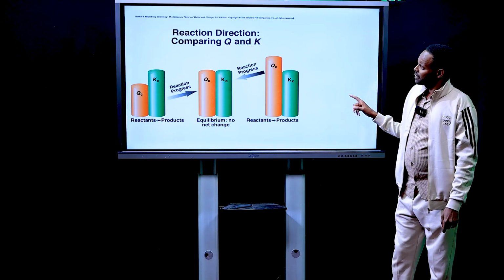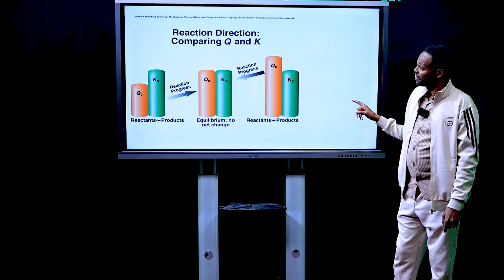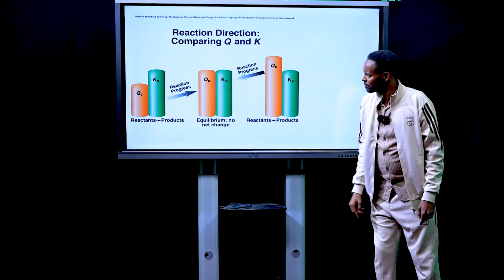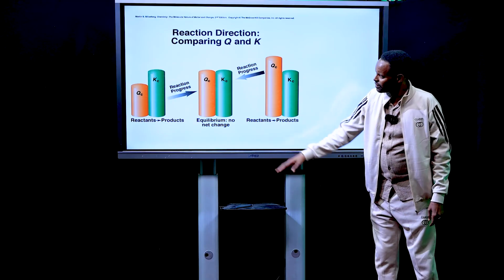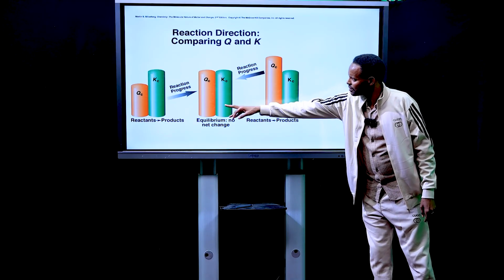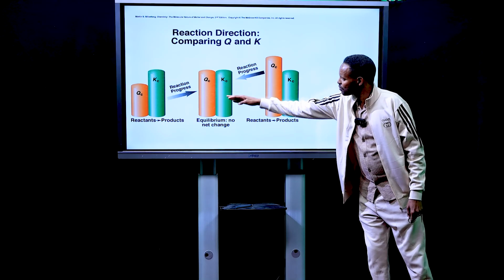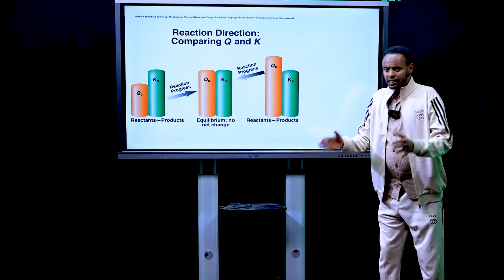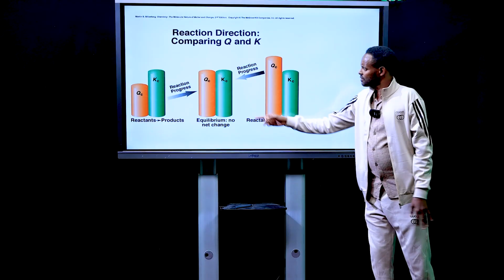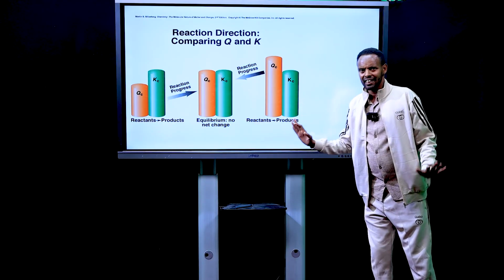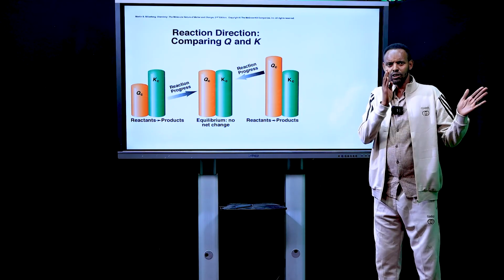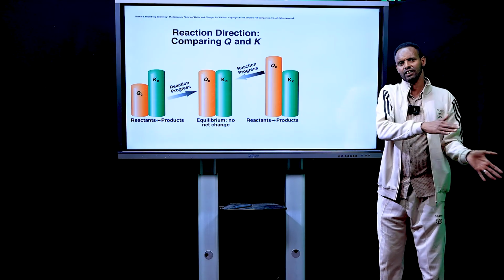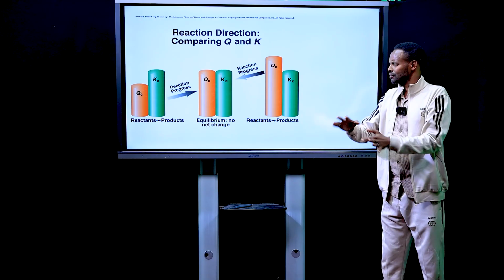Here is the reaction direction comparing Q and K as shown on the screen. Reactant to product, reaction progress. There is a QC, then when they are equal, the equilibrium. No net change. That means when Q and KC are equal, it is equilibrium; nothing changes, the products do not convert, and the reactants do not continue to react.